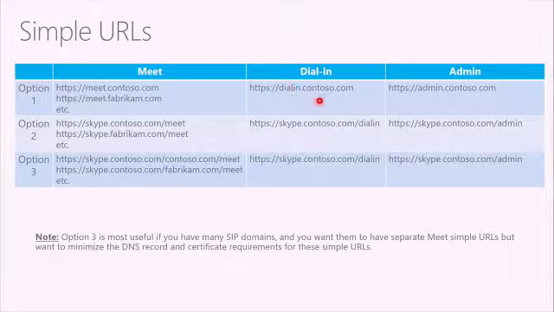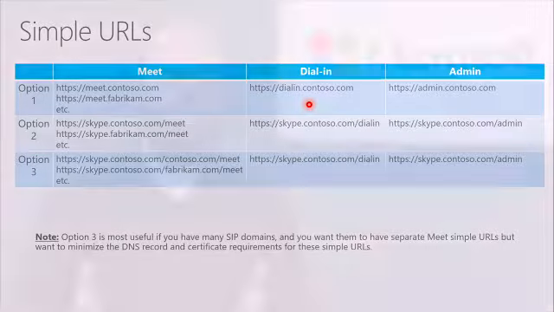The other thing to realize with option one is although you can have multiple Meet URLs, there is only one dial-in URL that will be established for the entire deployment. So now you may run into a situation where you go, well, I have dialin.contoso.com, but then the people that are on Fabrikam, they would have to go to a dialin.contoso.com URL, and that just might be weird, right? So maybe that's not going to quite work out for us, but a viable option and one of the simplest options.